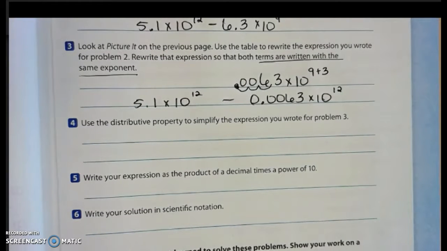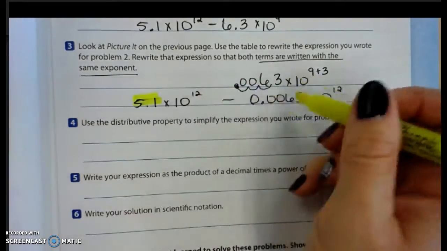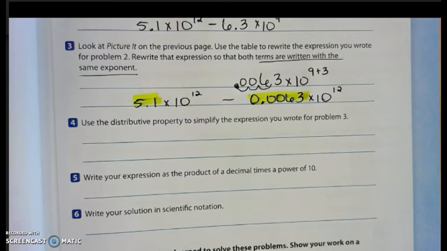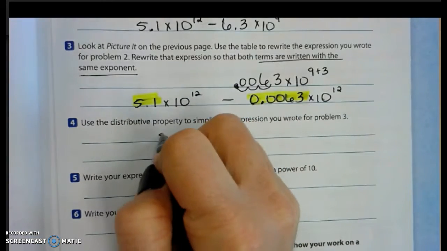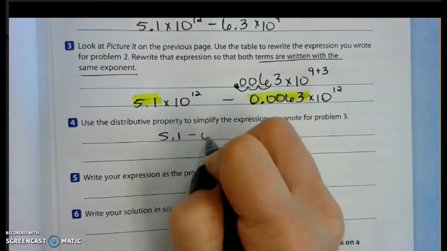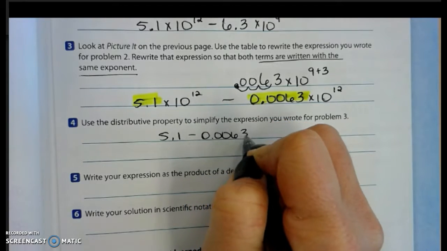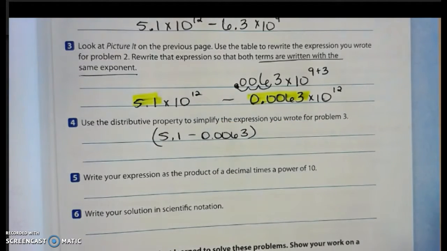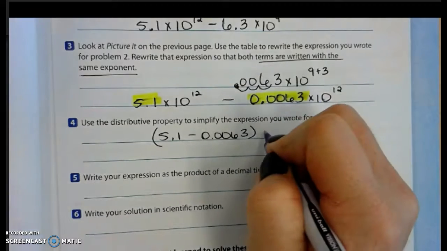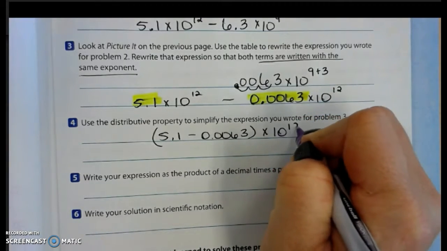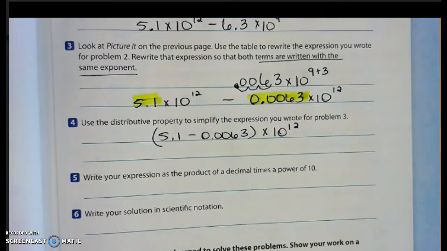Number 4 says use the distributive property to simplify the expression you wrote for problem 3. Now, when they say use the distributive property, they want you to group the constants together. Group the constants, 5.1 minus 0.0063. Group those together, and then just pull the base 10 off, times 10 to the 12th. Remember, we combine the constants, we keep the base 10 the same. Now we just need to subtract.